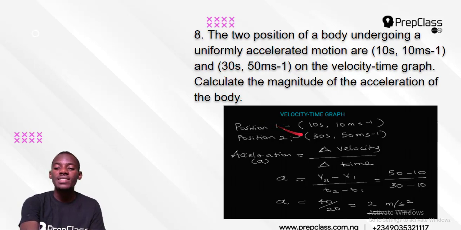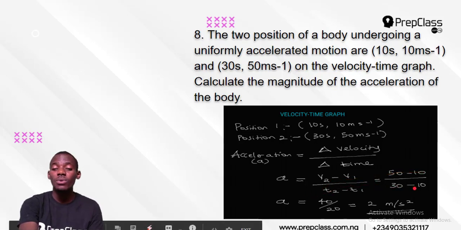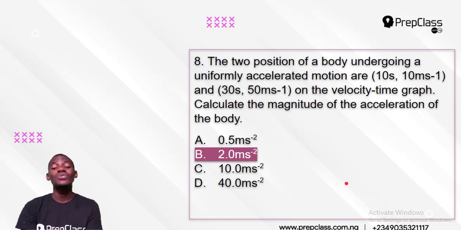Now my position 1 is 10 seconds and 10 meters per second velocity. My position 2 is 30 seconds and 50 meters per second velocity. So acceleration is change in velocity over time, and that means v2 minus v1 over t2 minus t1. My v2 is 50, my v1 is 10, my t2 is 30 and my t1 is 10. Very easy. 50 minus 10 is 40 and 30 minus 10 is 20. Full stop. Then the answer is 40 over 20, which is 2 meters per second. And that is the simple answer to that question.